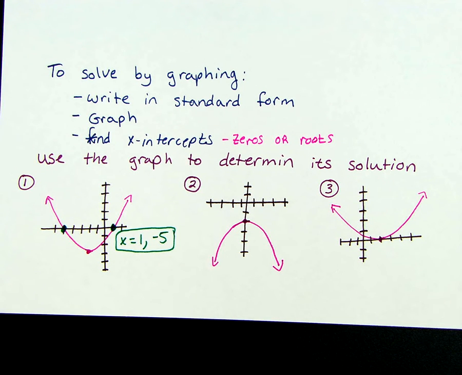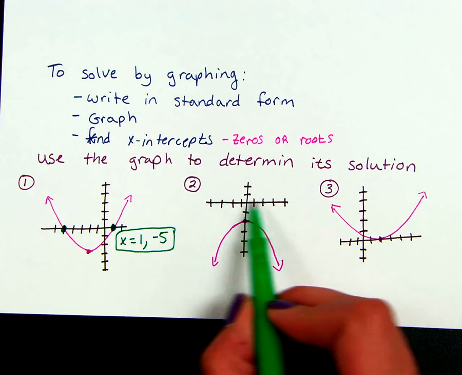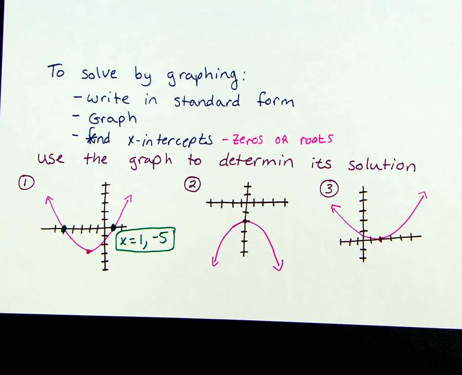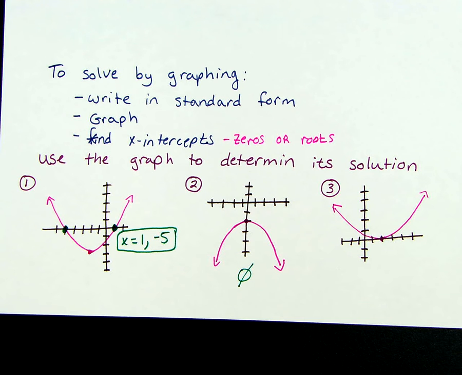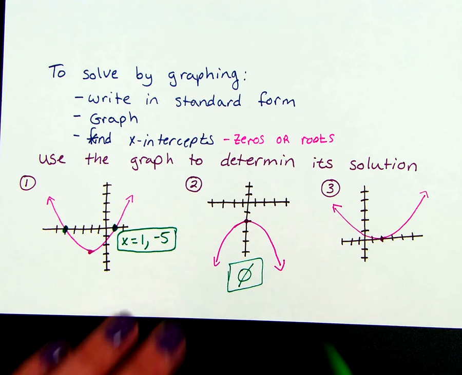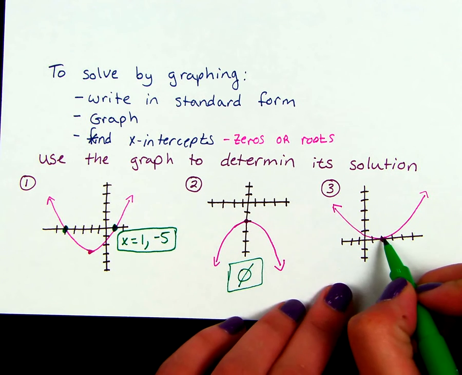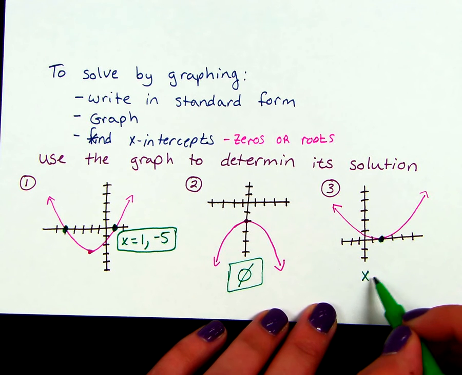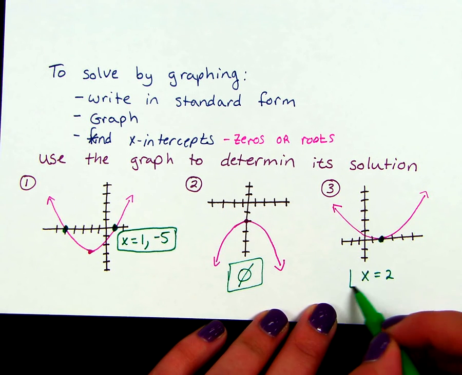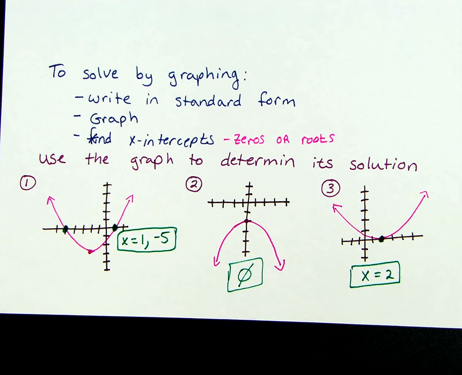And then for the second one, looking at it, it's not intersecting the x-axis at all. So this is one where we would have no solution. And then on this one, it's only intersecting at this point, so that's at 2. So we would just have one answer at x equals 2. That would be our final answer.